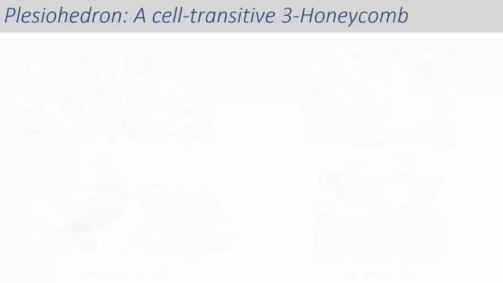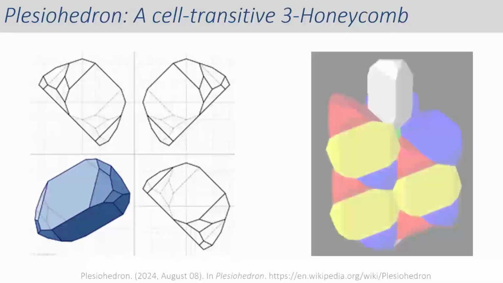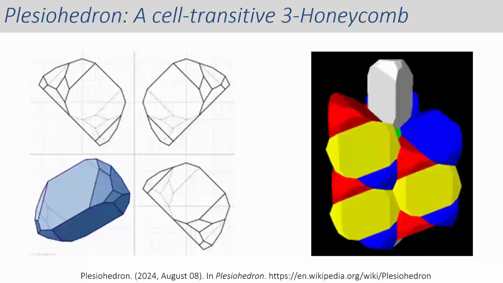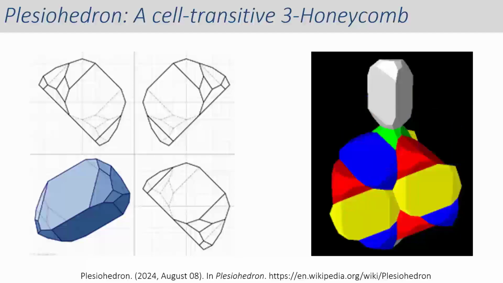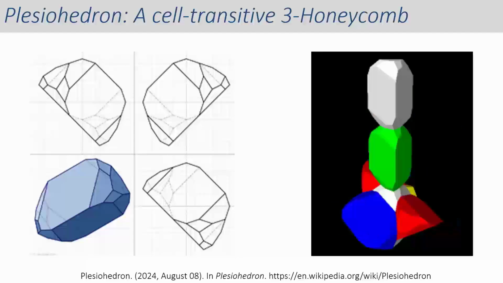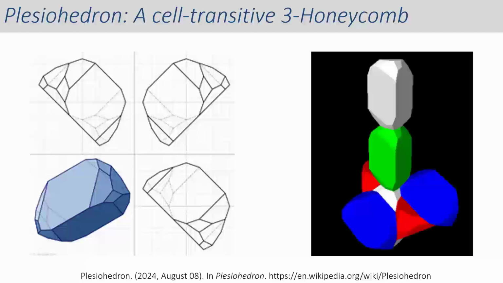For this, we seek inspiration from the concept of a plesiohedron. A plesiohedron is a shape that is space-filling, meaning it can be repeated such that the entire space can be filled with no gaps. In geometry, a tiling or tessellation of a k-dimensional space is called a k-honeycomb. If all the tiles, or cells, of the honeycomb are identical, it is also called cell-transitive. As a result, a plesiohedron, by definition, leads to a cell-transitive 3-honeycomb.